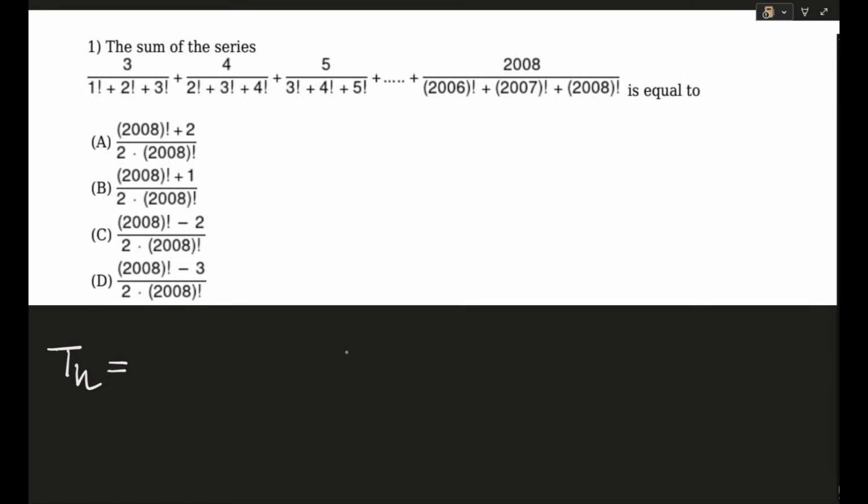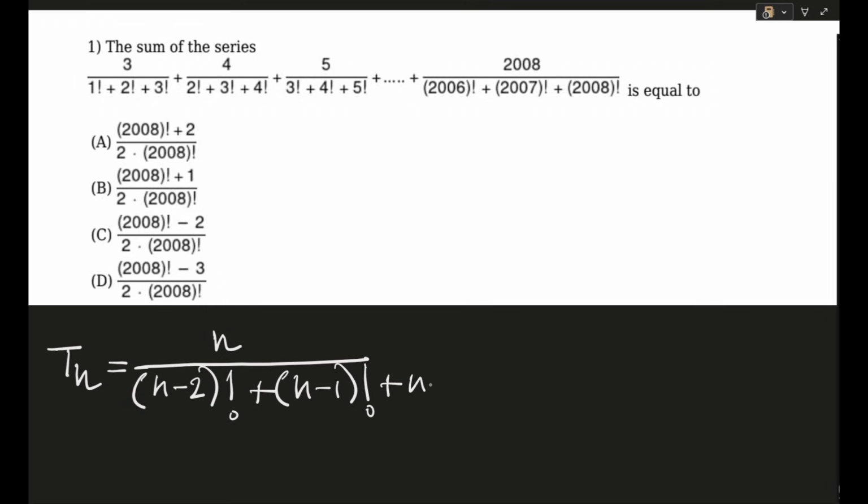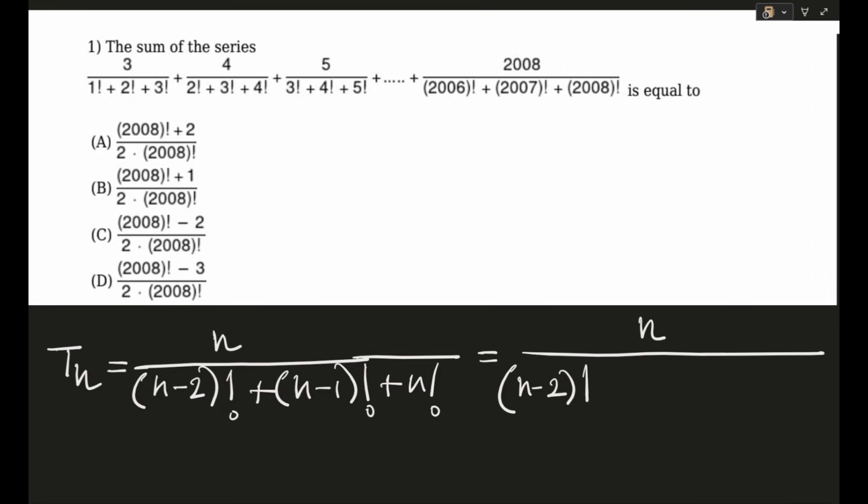So what I prefer is, don't take 1 as n, take 3 as n for the first term. If you keep the first term as reference, take the numerator as n, 3 as n, and therefore the denominator will become n minus 2 factorial plus n minus 1 factorial plus n factorial. Okay, so this is the general term, and now we are going to simplify this a bit. Let's keep n as it is, since it is always present, and we can take n minus 2 factorial common out from this particular bracket.